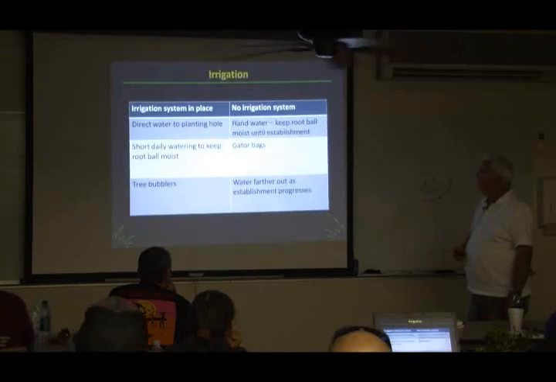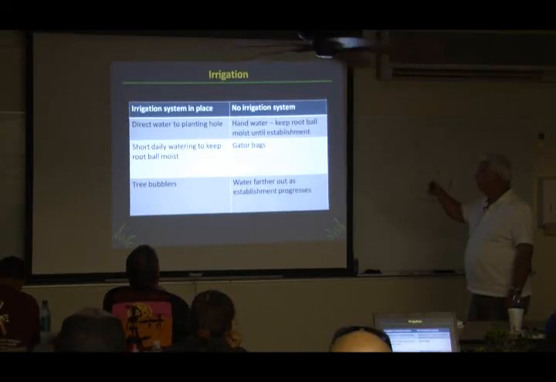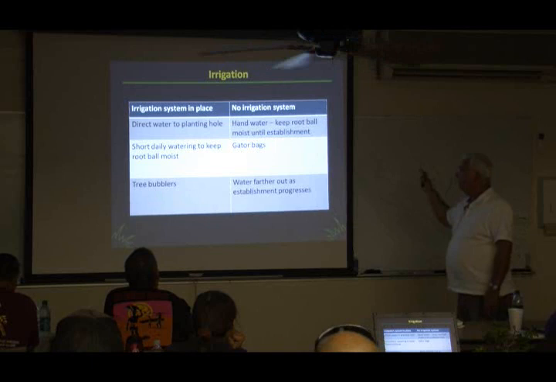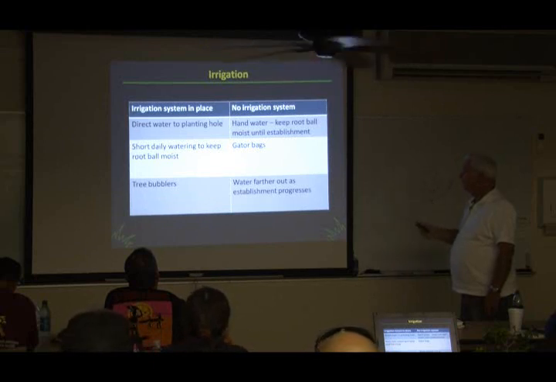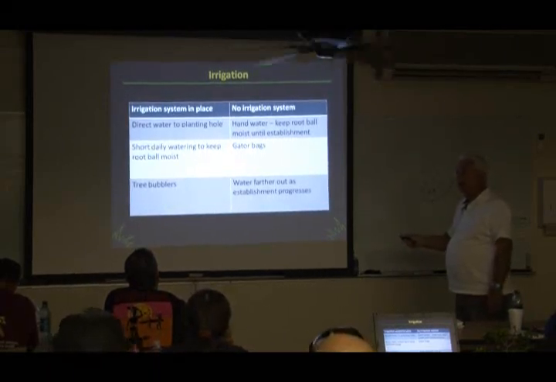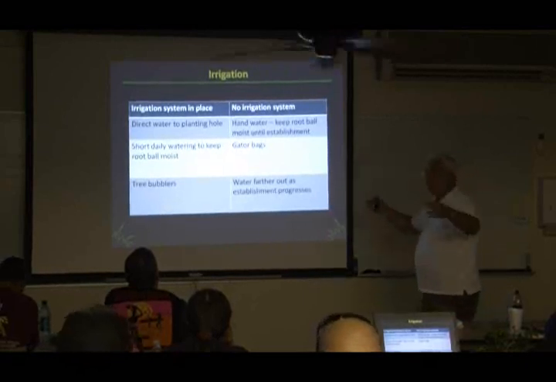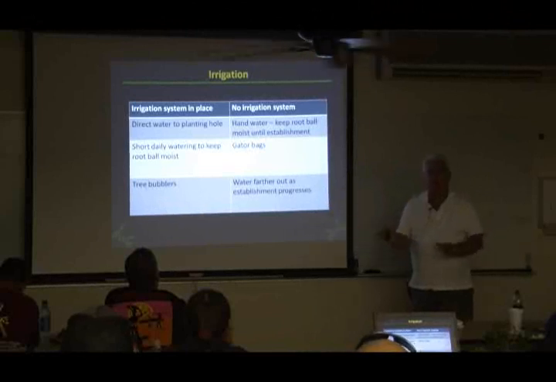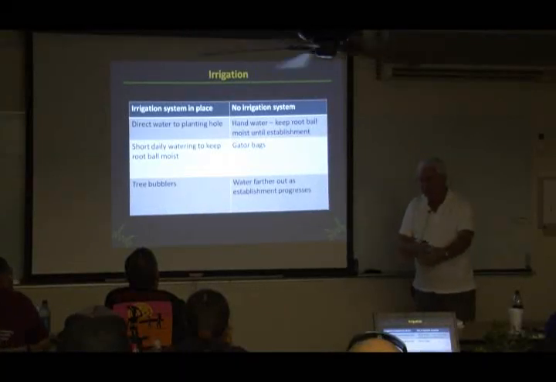Irrigation. There's various ways. If you have an irrigation system, that's the best deal. Tree bubblers are good if you have an irrigation system. If you have hand watering, of course, sometimes that's the only answer. Gator bags are being used. You're familiar with gator bags? They're big plastic bags. They use them a lot for newly planted palm trees. They're just big plastic bags you can fill with water, and they go right around the tree.